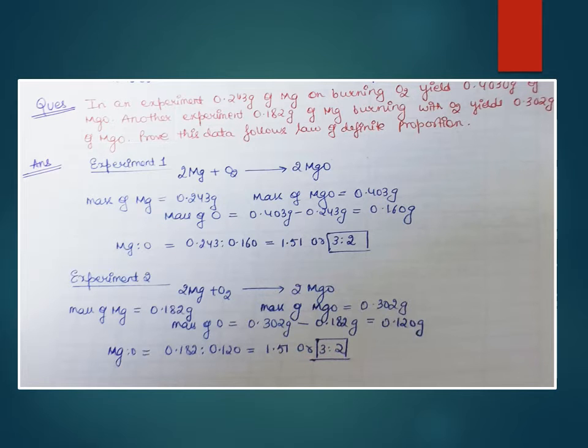So it does not matter if you do experiment number 1 or experiment number 2, you are getting magnesium oxide, and the ratio of the masses of the elements in magnesium oxide, that is magnesium to oxygen mass, will remain the same whether you do experiment number 1 or experiment number 2.